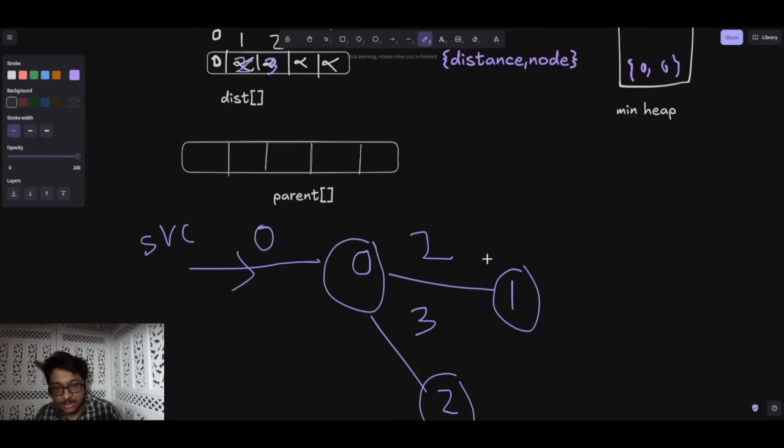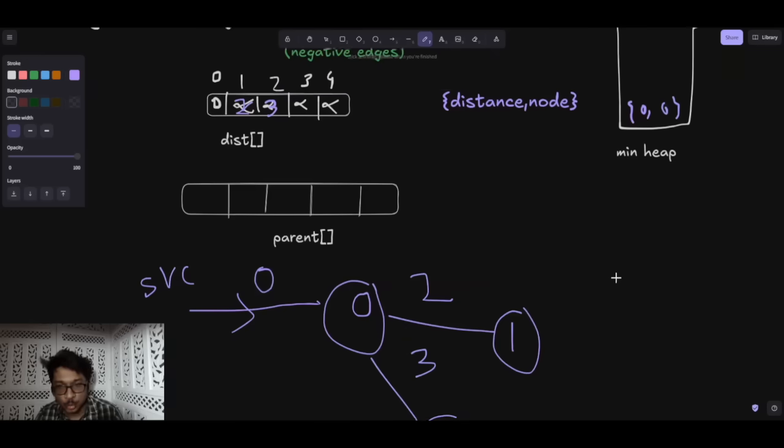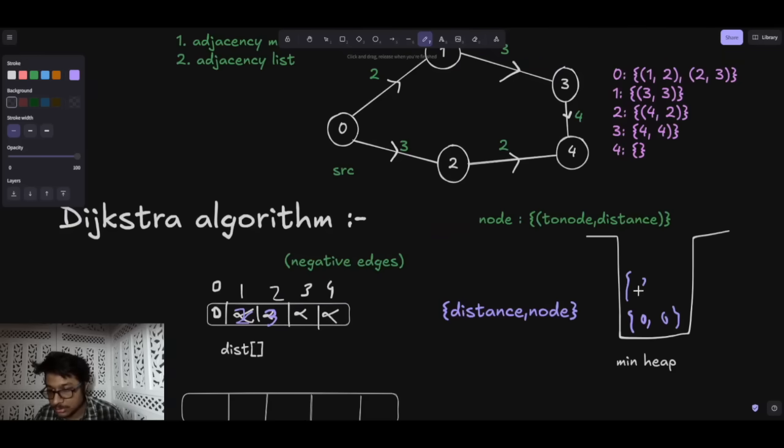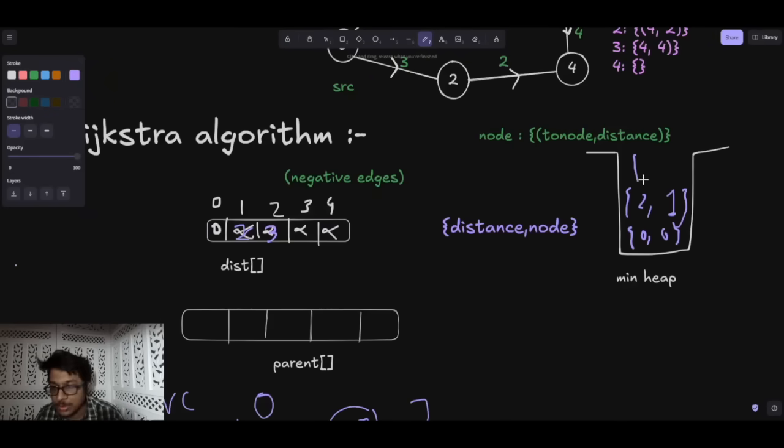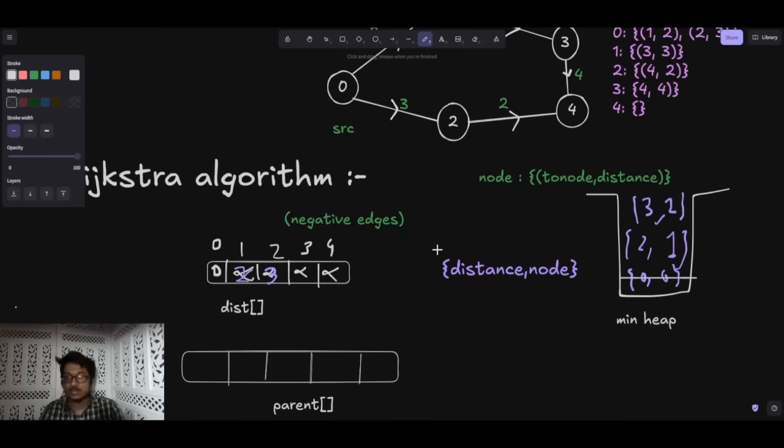So the distance of 1 is 2, so it will be 2 comma 1. First distance, then node, as I had written in this form. Similarly for 2 it is going to be 3 comma 2. So first the distance, then the node. And 1 is already processed, so we can put it out.